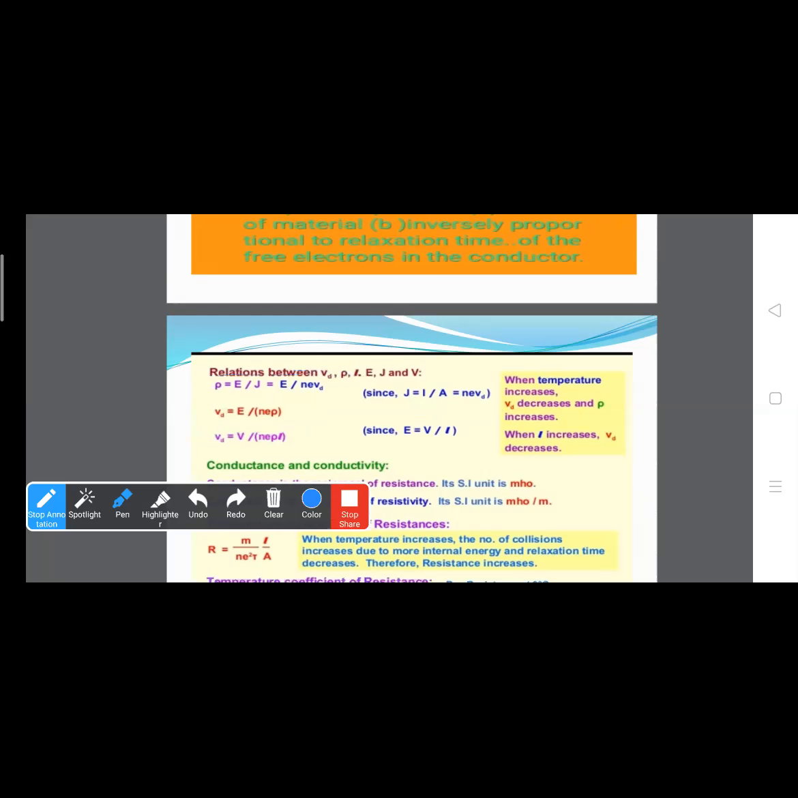How did this come? From this, we have to find vd. So vd equals E upon n e rho. Clear? From our equation, vd equals V upon n e rho L, where E equals V upon L, right? So this is the relation between drift velocity, potential difference, and resistivity. Clear?